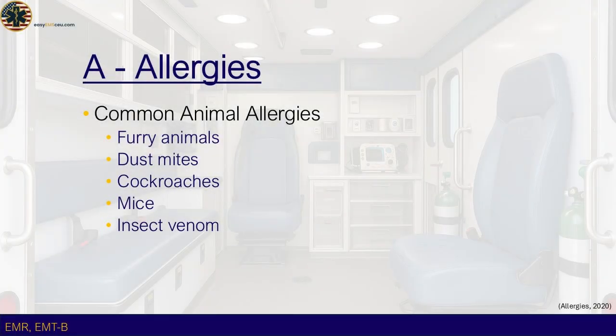Common animal allergies can be caused by furry animals, not by their actual fur or hair shedding, but due to pet dander, which are proteins found in tiny flecks of their skin. Dust mites, particularly allergies to their droppings and dead bodies and parts. Cockroaches, particularly their feces, saliva and body parts. Mice, from their skin, saliva and urine. And insect venom, from stings or bites, also known as envenomation, from such insects as yellow jackets, hornets, wasps, bees and red ants or fire ants.